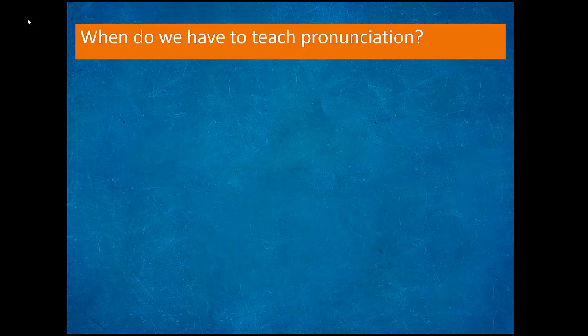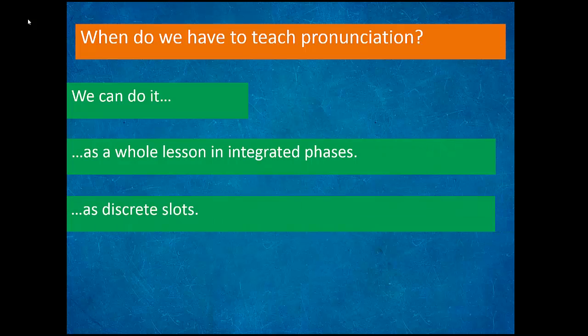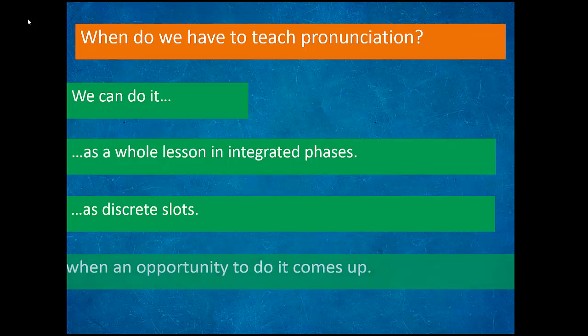When do we have to teach pronunciation? First, we can do it as a whole lesson in integrating phases. For example, by starting the class with a recording of a dialogue and working on vocabulary and grammar, and then we can work on pronunciation. Second, we can do it as discrete slots by separating pronunciation features into bits and working on them during the week. Third, we can do it when an opportunity comes up.